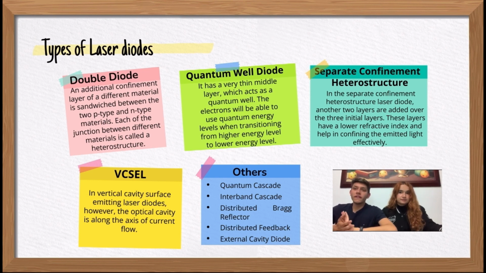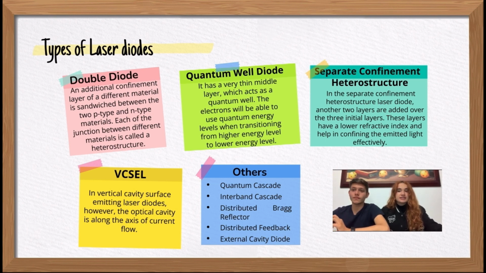Third, separate confinement heterostructure. In the separate confinement heterostructure laser diode, another 2 layers are added over the 3 initial layers. These layers have a lower refractive index, helping confine the emitted light effectively.